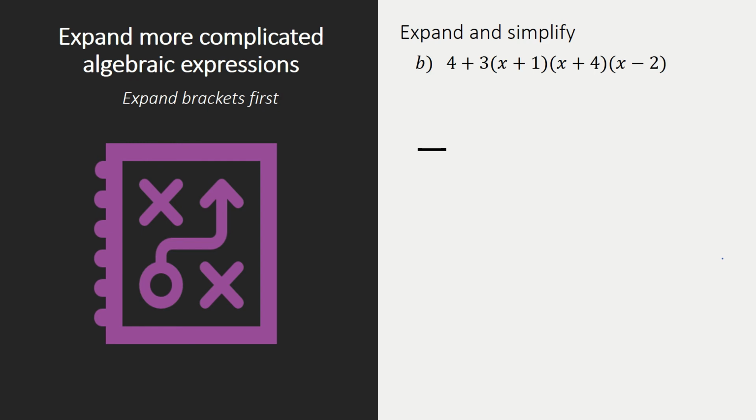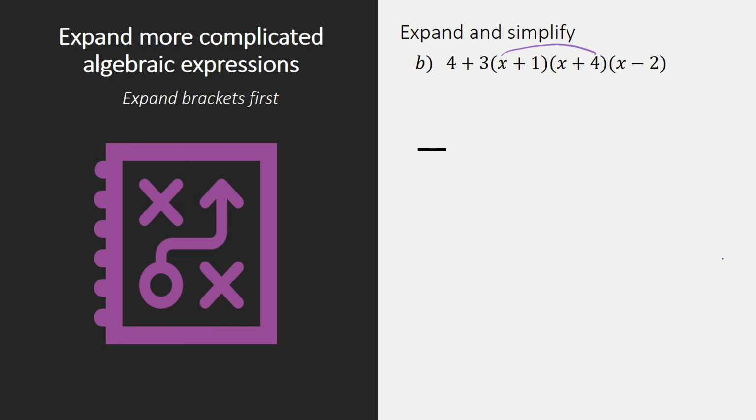Expand and simplify: (4 plus 3) times (x plus 1) times (x plus 4) times (x minus 2). Please copy this example in your notebook now and pause the video, because you're going to try this yourself first. Alright, let's check if you did this one correct or not.